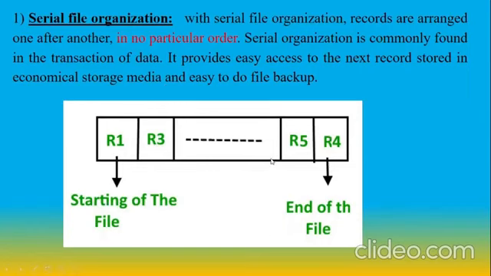So in serial file organization, records are stored in a file one after the other in any order on the storage medium. For example, when we store admission details, we store all the students' details one after the other without any order. This kind of storing method is called serial file organization. Clear?